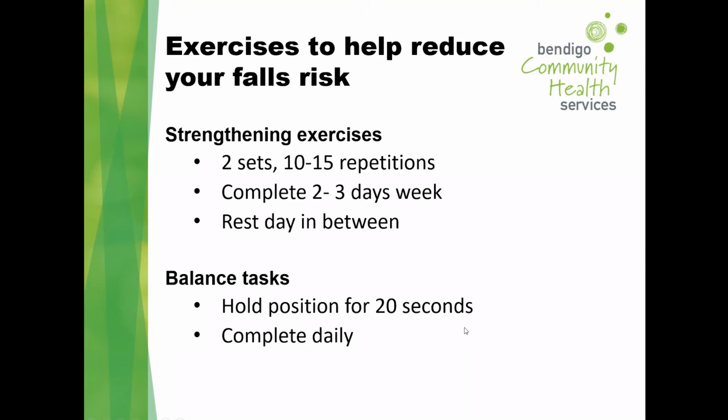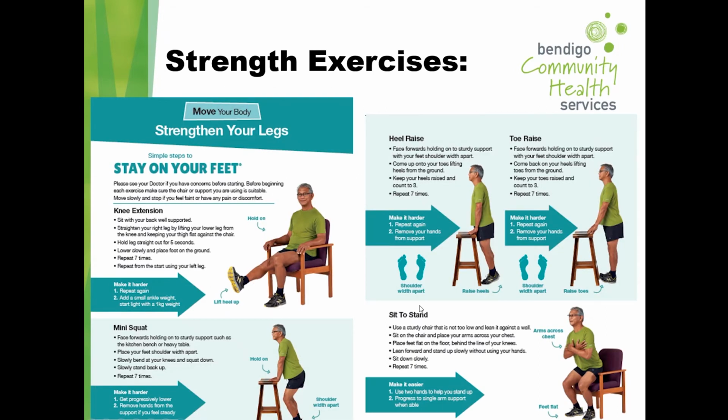So specifically to what myself and Ashley do, our strategy to help with preventing falls is strengthening exercises, which are to be completed 2 sets for about 10 to 15 repetitions, and those are to be completed about 2 to 3 times a week. And then also some specific balance tasks, which can be completed daily for about 20 seconds for each of the exercises. So here are just some strengthening exercises for the lower body.